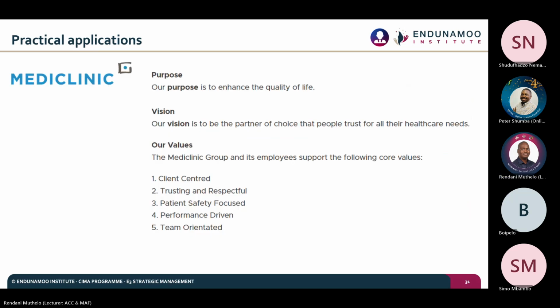Then we've got our local healthcare group, Mediclinic. So Mediclinic, what is your purpose? It is to enhance the quality of life. As a healthcare group, I believe that is what a hospital should do. It should help to enhance the quality of my life. If I'm not well and I go there, I will expect them to live up to that purpose. But what is their vision? It is to be the partner of choice that people trust for all their healthcare needs. So you can clearly see the kind of aspiration that comes in a vision.